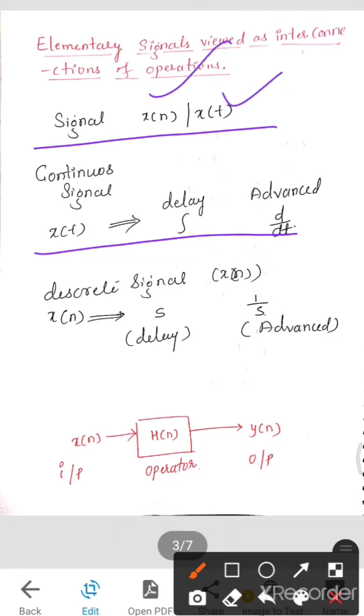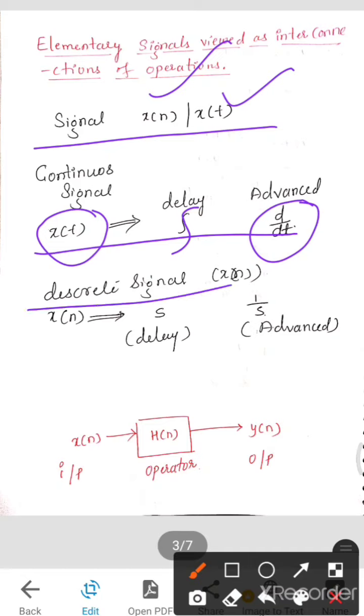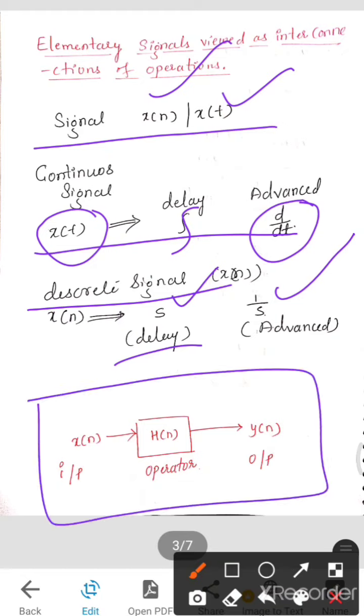Any signal you can take, either discrete or continuous. If it is a continuous signal, a delay is indicated by integral, and advance is indicated by d by dt. Similarly, for a discrete signal x of n, a delay is indicated by the s operator, and advance is represented by 1 by s. This is a standard one, where x of n is the input signal, y of n is the output signal, and between them is what is called the operator, represented as h of n.